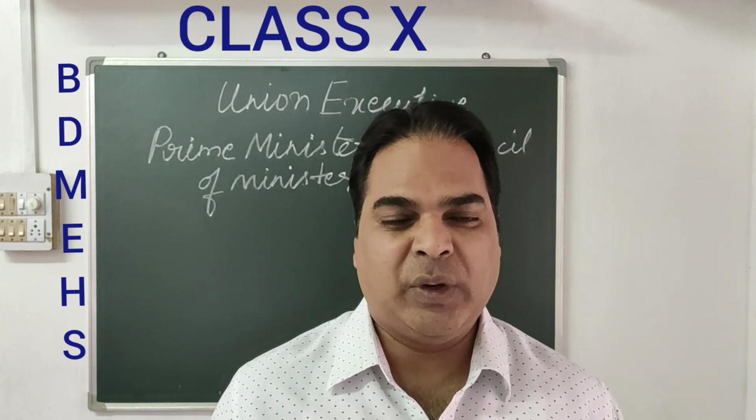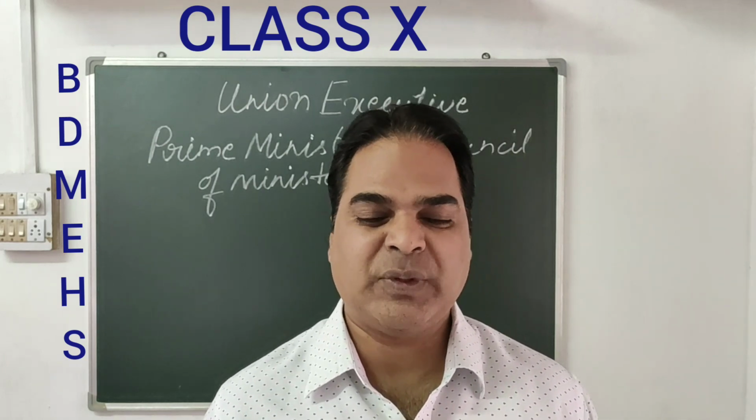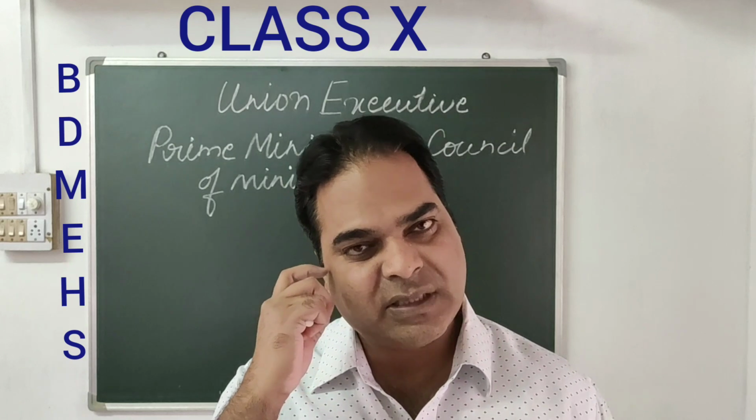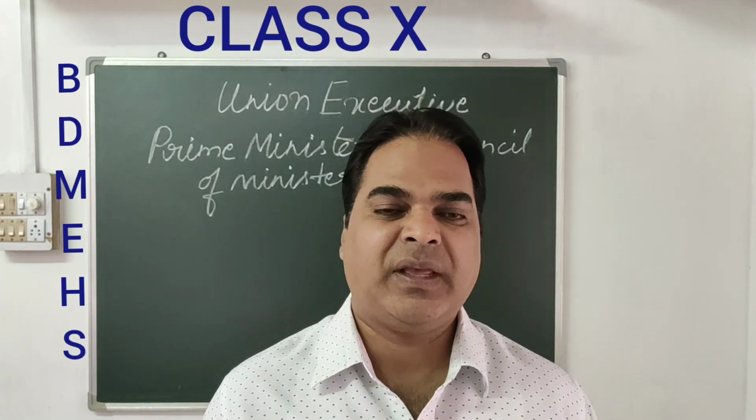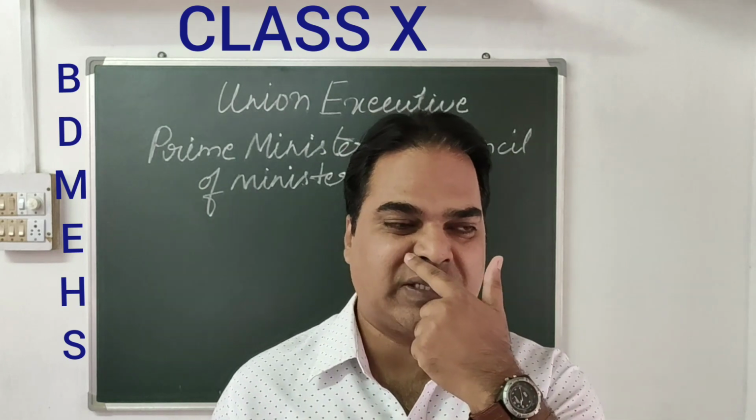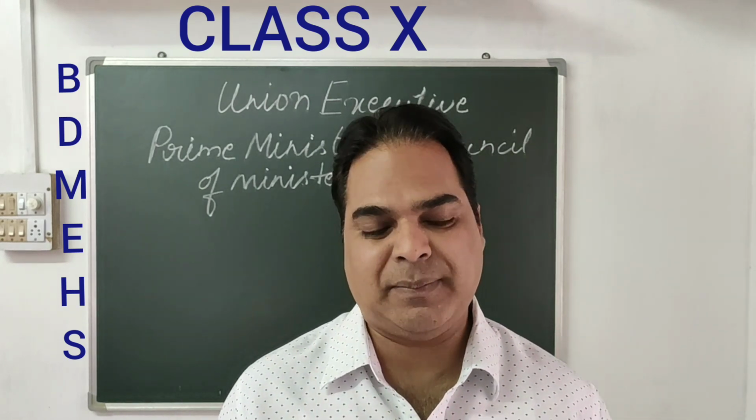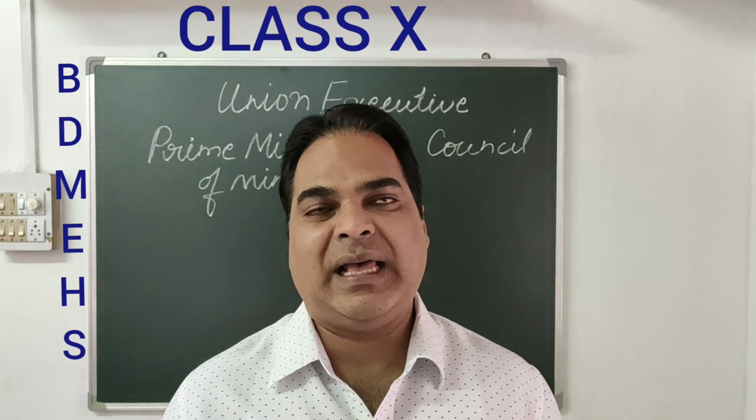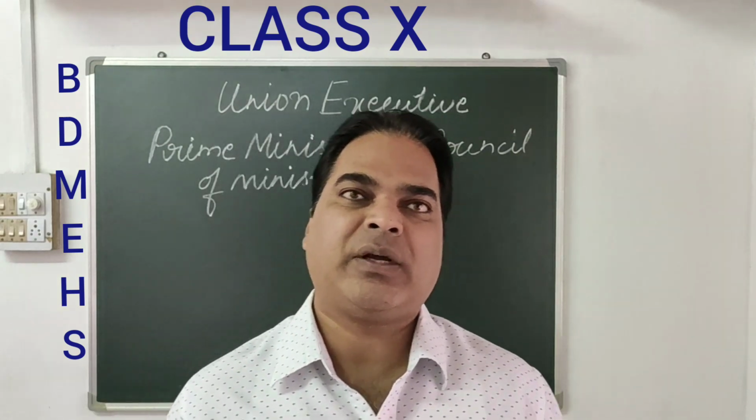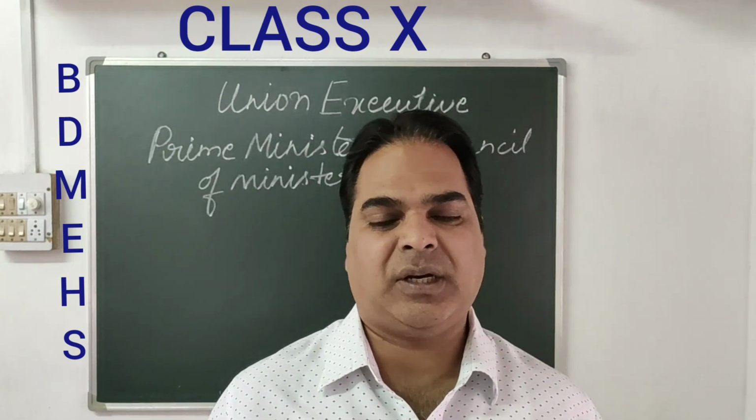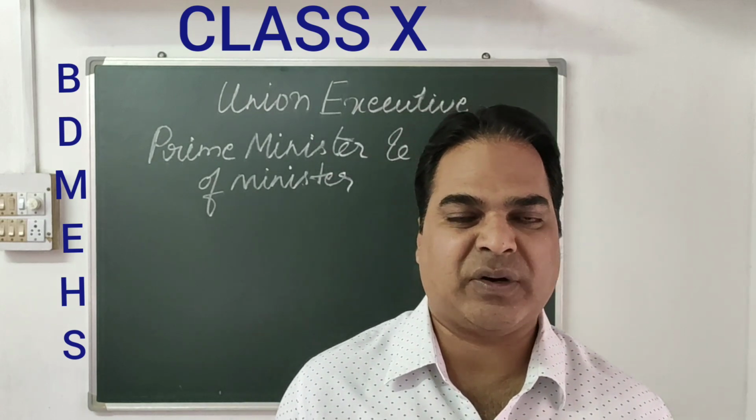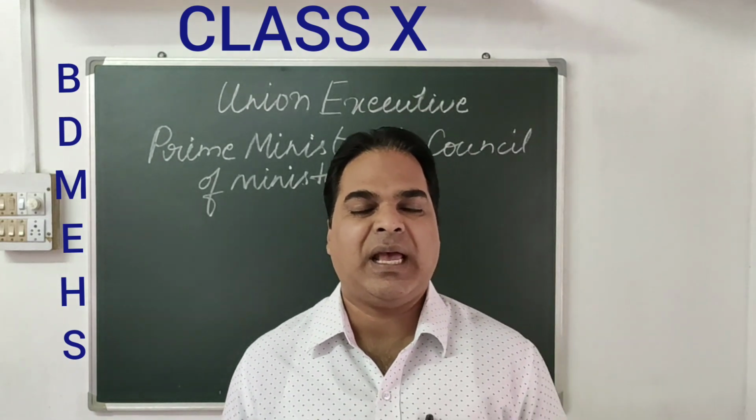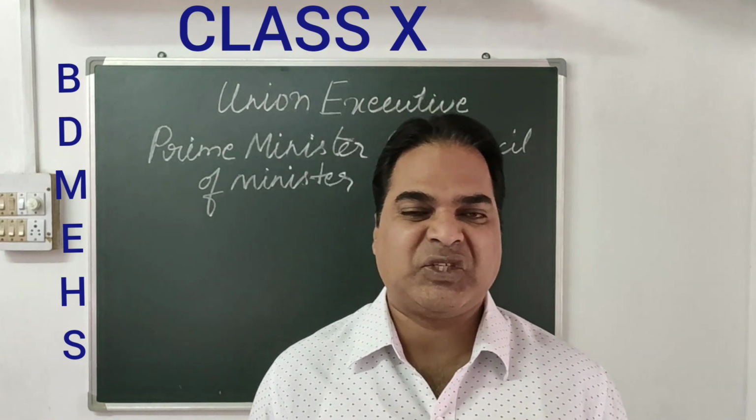So we'll be doing the topic which we left last time. In the previous class we started the union executive, and within the union executive we discussed the president and the vice president, and today we'll continue with the same chapter, union executive, with the other two executives of our country, that is the prime minister and the council of ministers.